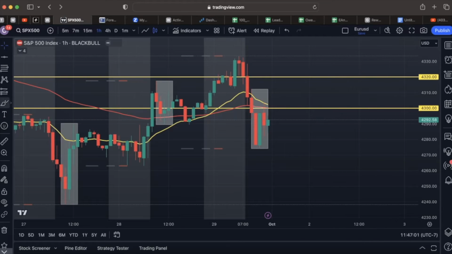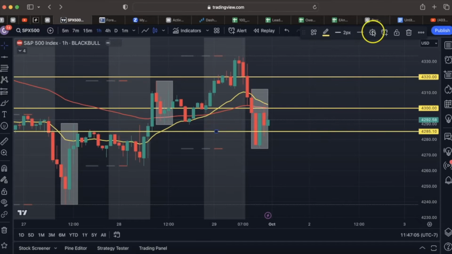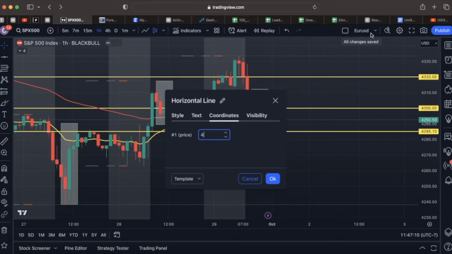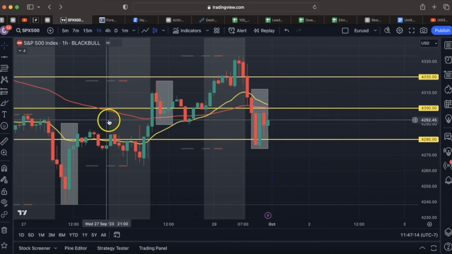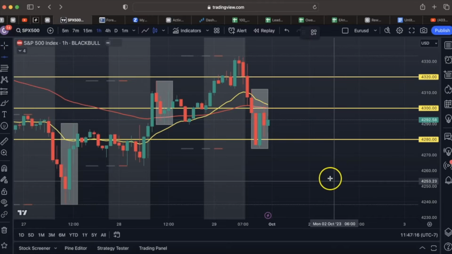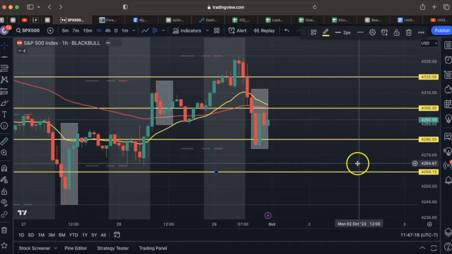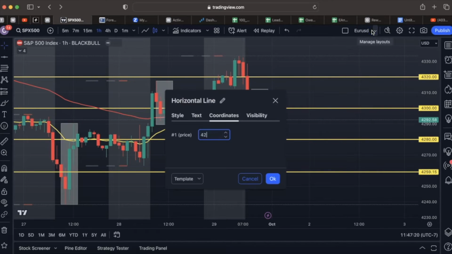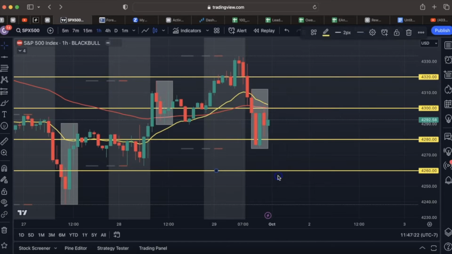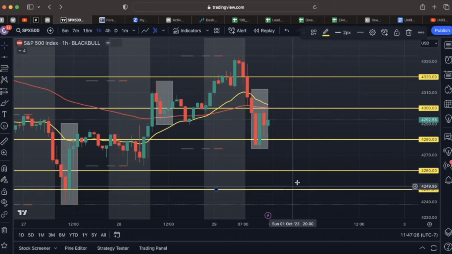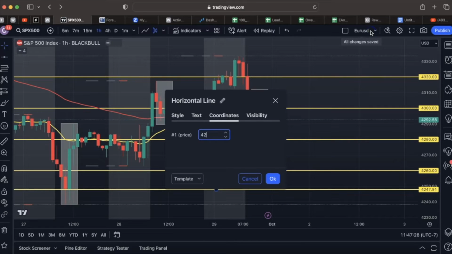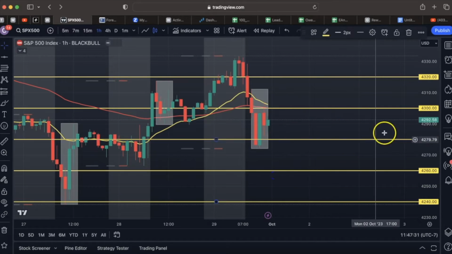Okay. Then the next one lower would be 4280. Horrible with math, guys, by the way, if you don't notice. 4280. And then the next one will be 4260. Watch this, guys. You're going to see this in a second, how crazy this is. 4240. You guys can copy this too.